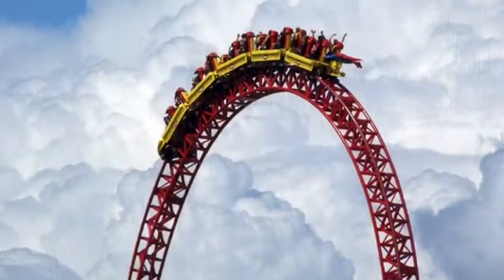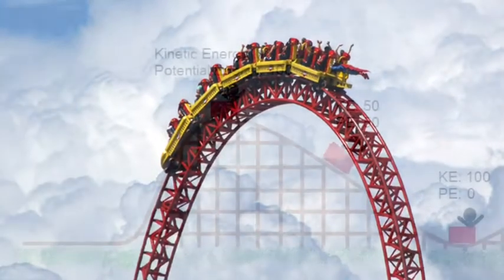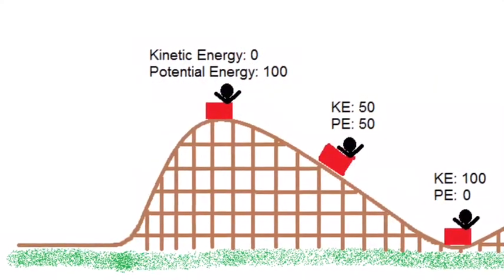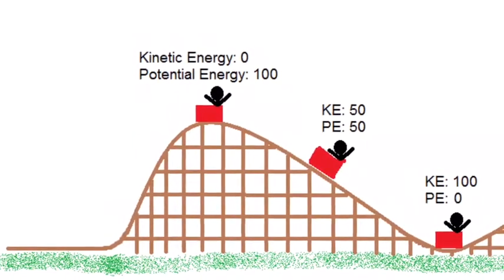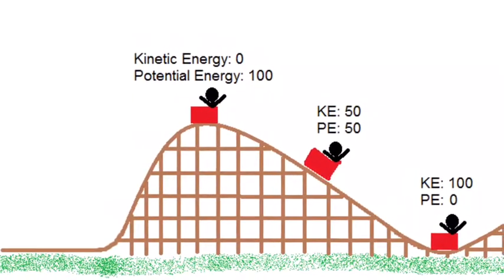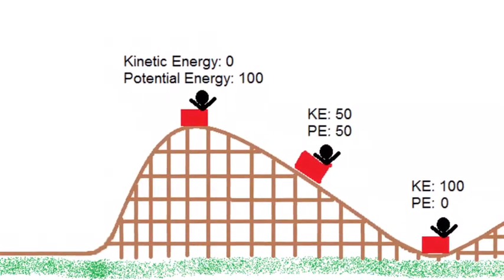We also see the potential energy at the top of the bumps when they stop and get ready to proceed down the ramp. At the first point, the kinetic energy is at zero because the car is still at a stop point and not in motion. There is a lot of potential energy because the coaster is stopped at the top of the hill.